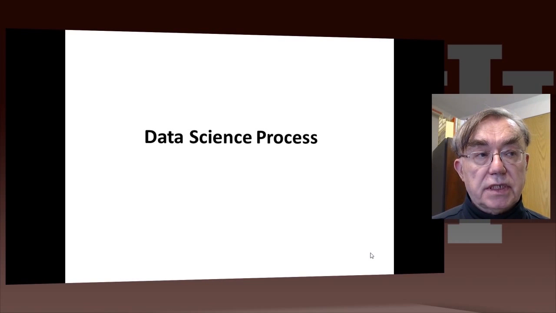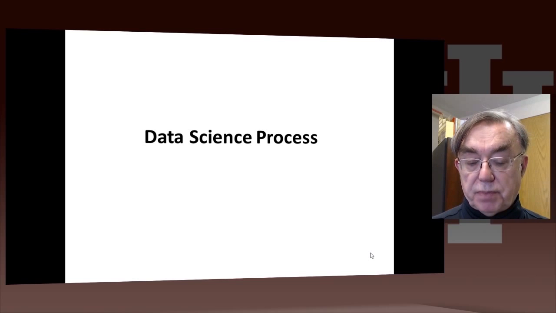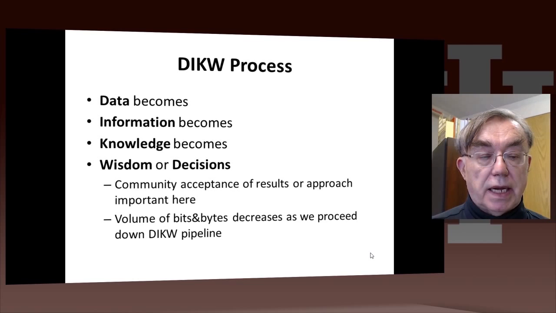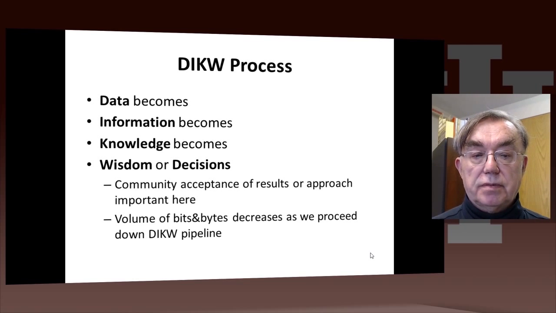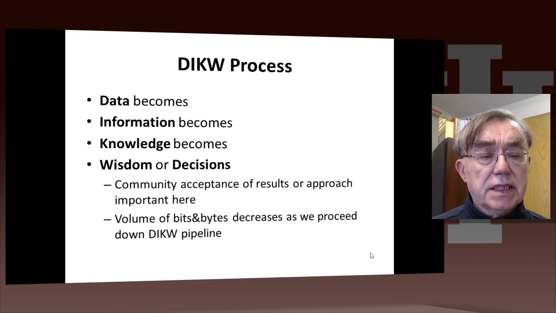Right, so we just discussed the general features of the data deluge. Now we come to the data science process itself, and we've already effectively mentioned this, that we have a process. Data becomes information, becomes knowledge, and knowledge becomes wisdom or decisions. Note there are various features of this process.